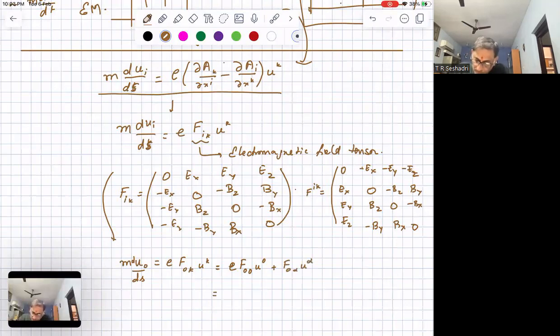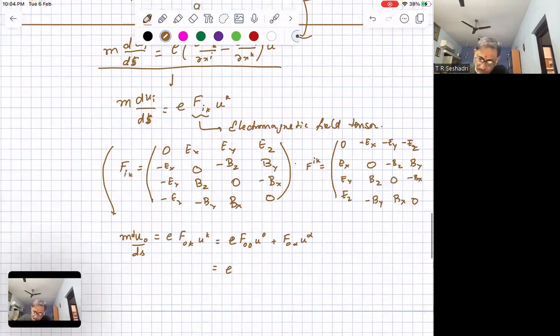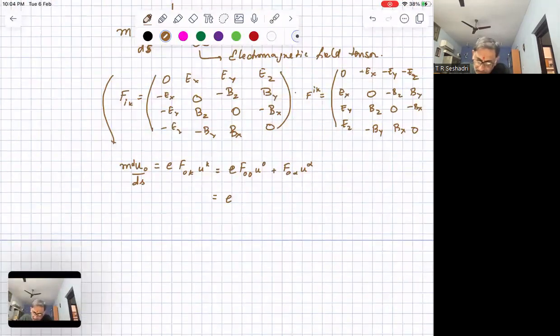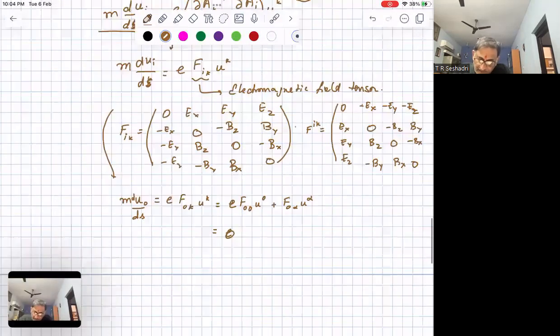I am doing this because alpha is 3-dimensional, while the English alphabets are 4-dimensional. So it is E F00. What is F00? 0. Okay, so this will give me 0. Then I have F0 alpha, and F0 alpha is Ex, Ey, Ez, into U alpha. There's a mistake here, I think.